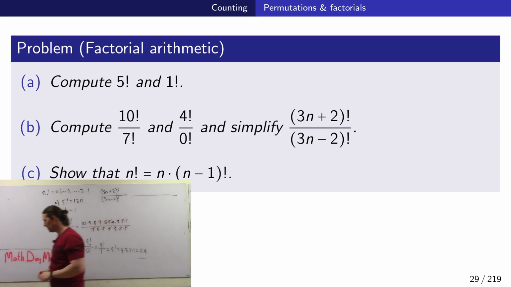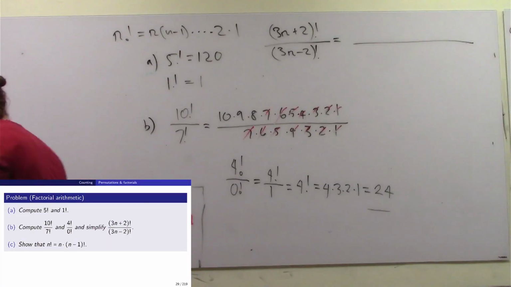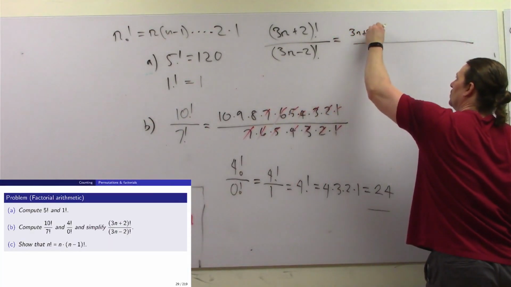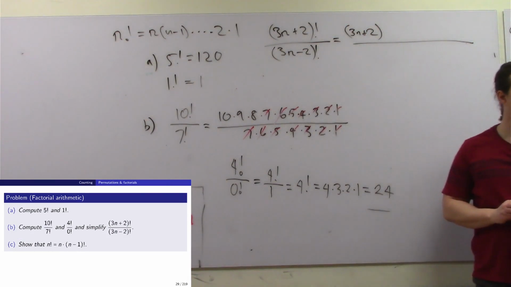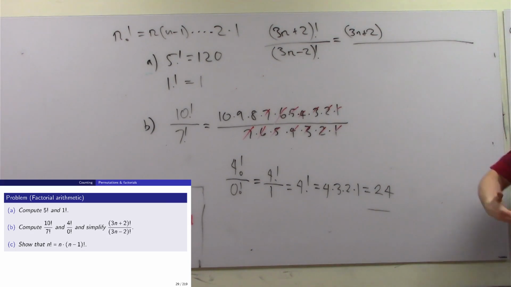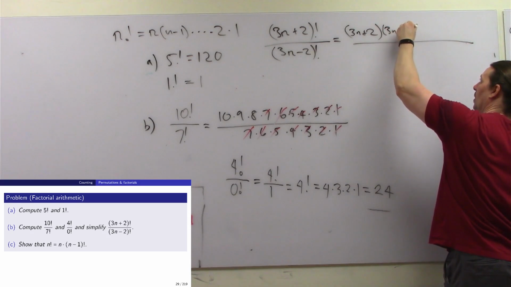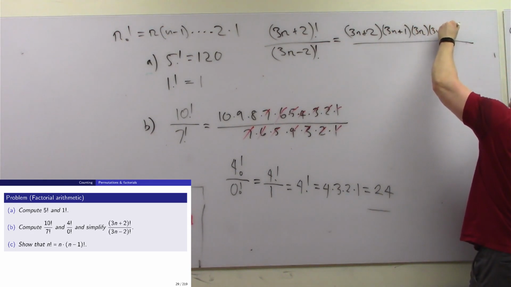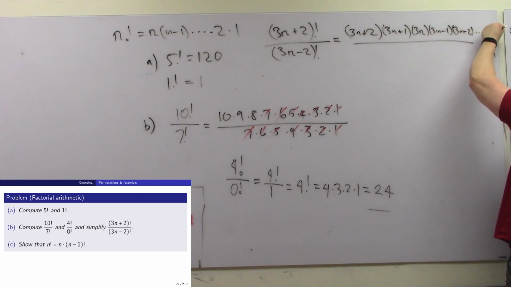Let me switch this so you guys can see better. So 3n plus 2. What will be the next term in that product? What's the general rule for factorials? Yeah, it goes down. So it'll just be 1 less than this thing here. It'll be 3n plus 1. And then 3n. And then 3n minus 1. And then 3n minus 2. And so on, down to 2, 1.